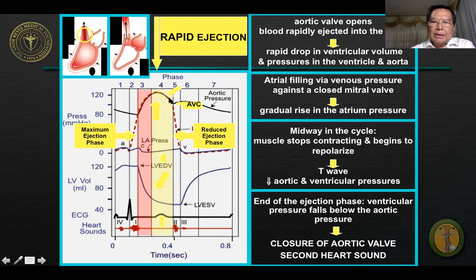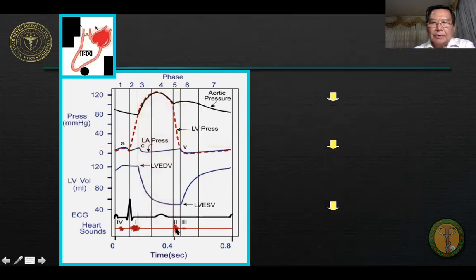Okay. Now, at the end of the ejection phase, the ventricular pressure falls below the aortic pressure, and the aortic valve closes somewhere in this area. AVC stands for aortic valve closure, which now corresponds to your second heart sound on the phonocardiogram, right? Over here is your second heart sound, right?